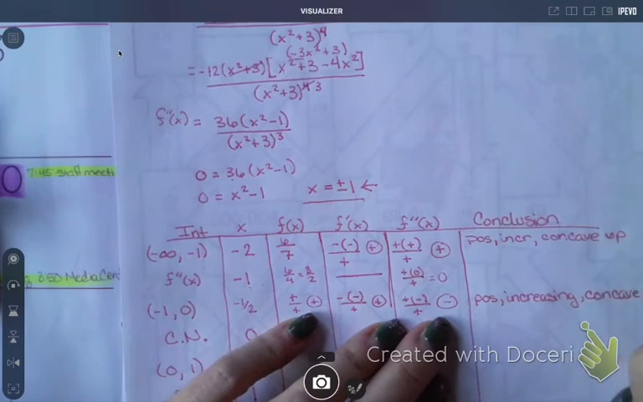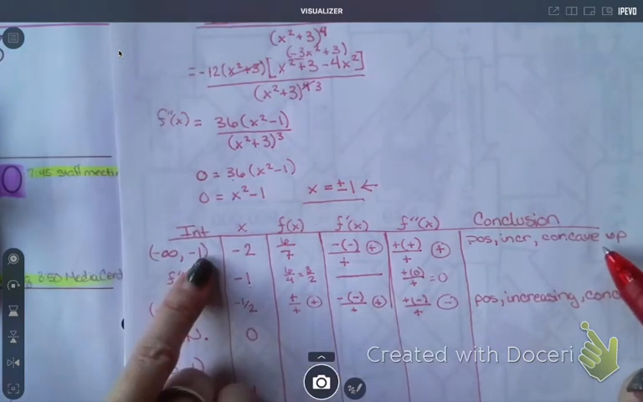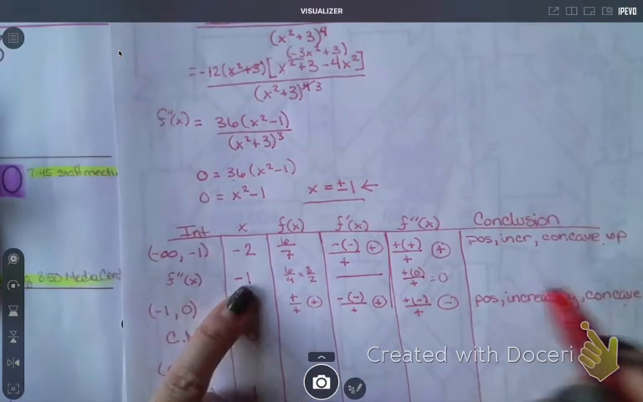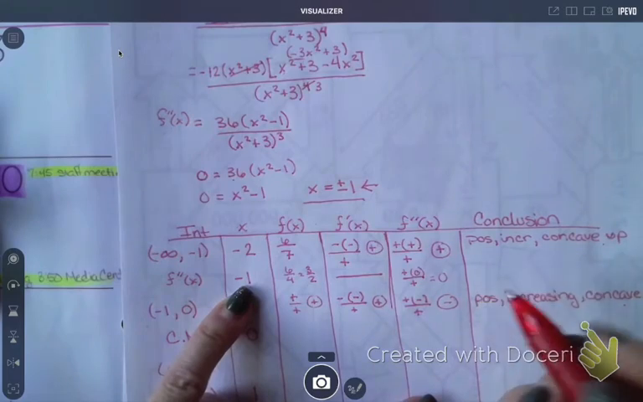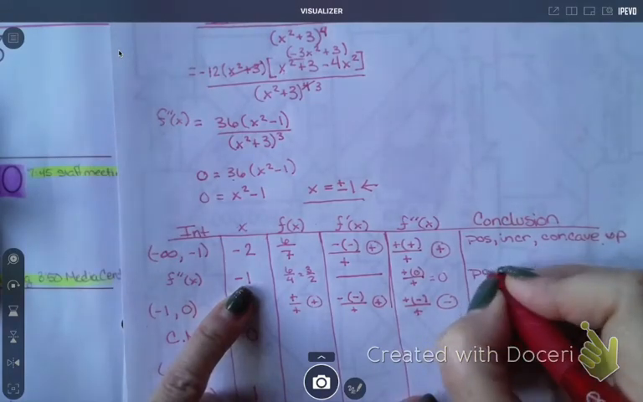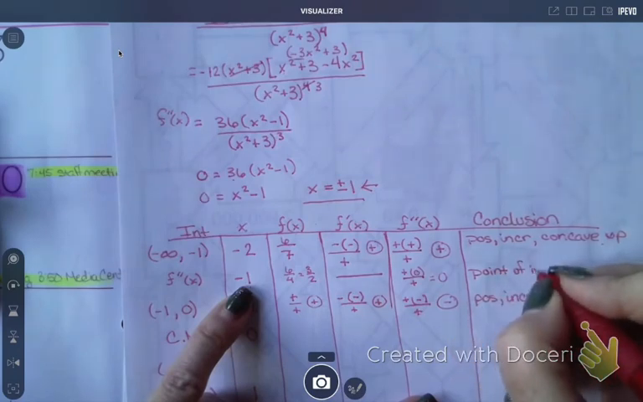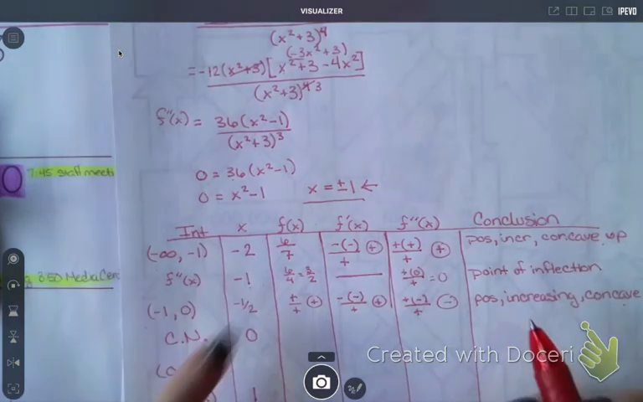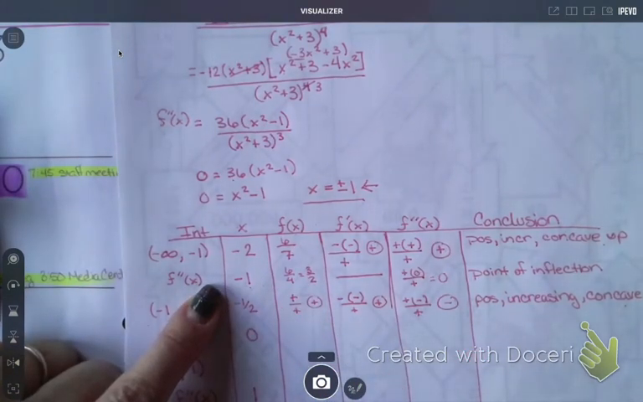Now, from negative infinity to negative 1, it was concave up. Negative 1 to 0, it's concave down. So what does that make 1? Not an asymptote, it was in your notes today. When it switches concavity, it's a point of inflection. So sometimes we'll go through our intervals and go back to our points and decide what they are. Actually, not sometimes, a lot of the time.